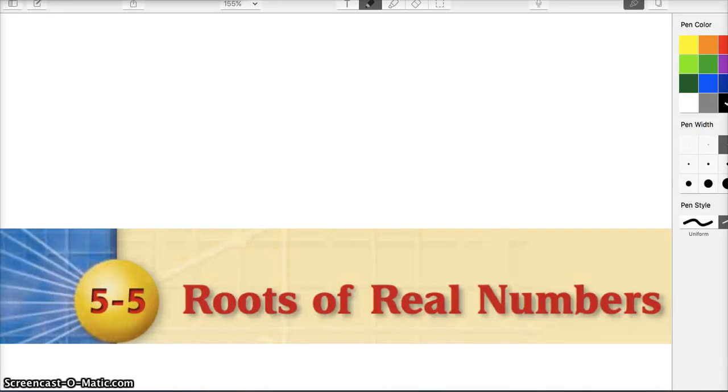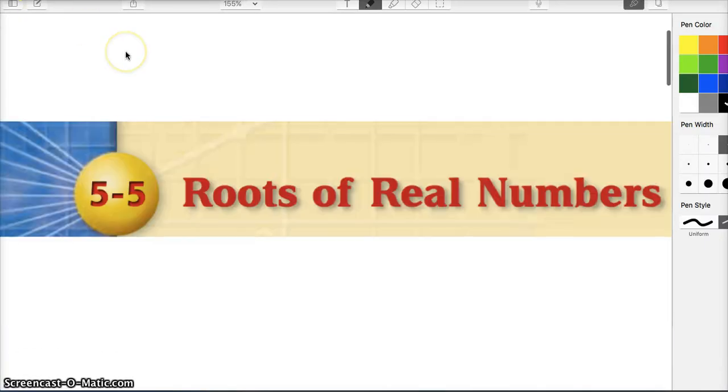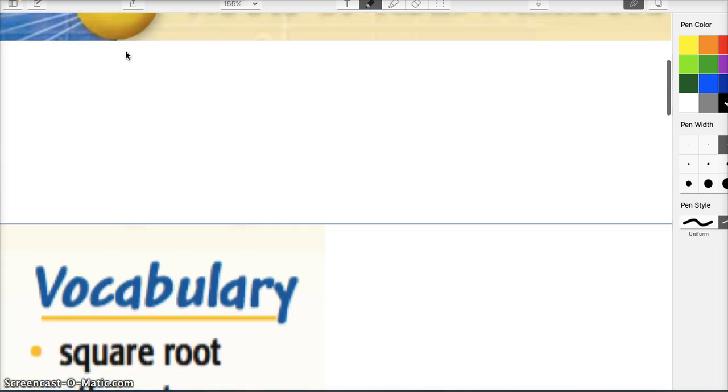Hey guys, here we are in section 5.5. We're going to be talking about roots of real numbers. So let's go ahead and get started.